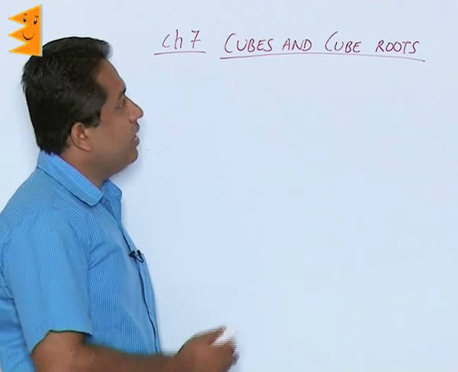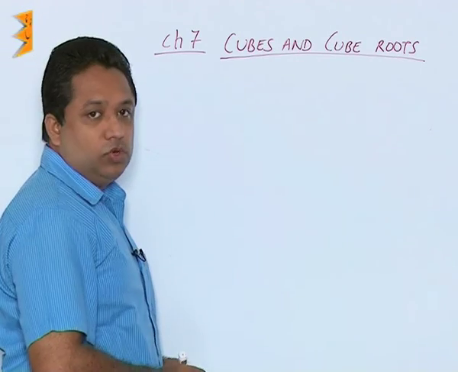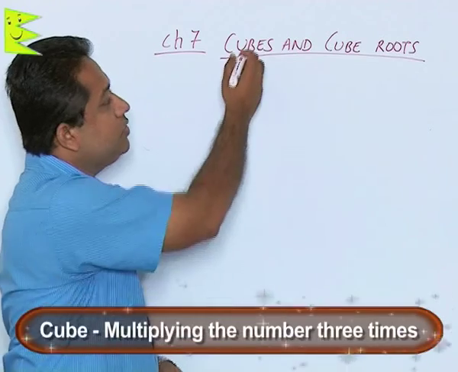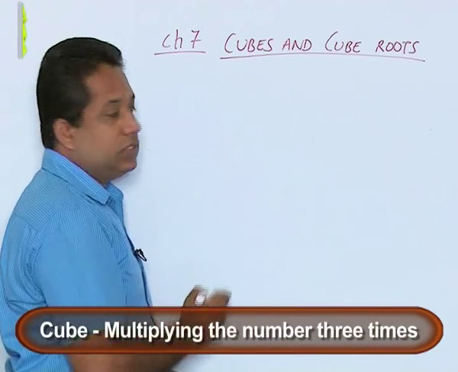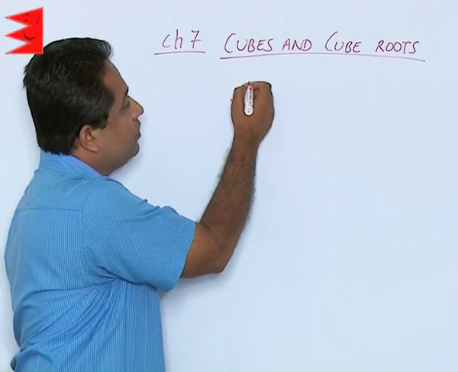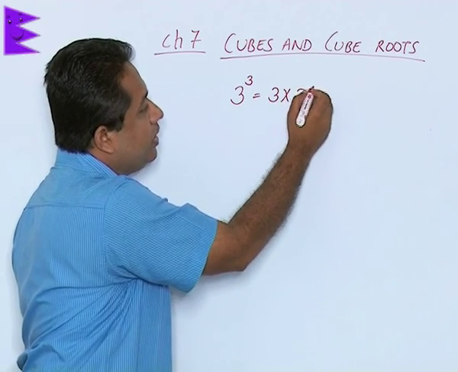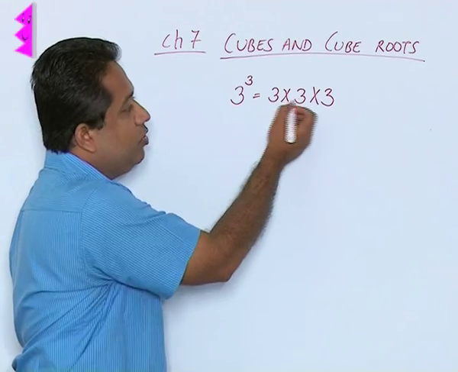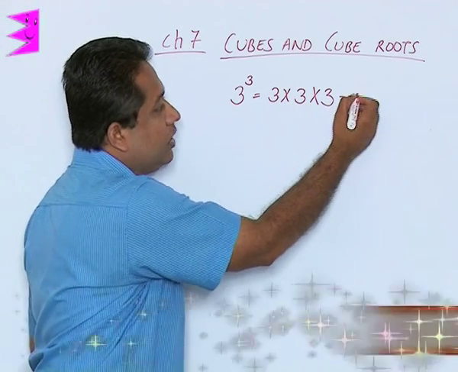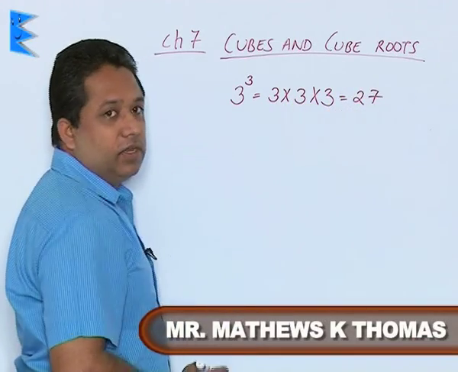The next chapter we have cubes and cube roots. Now, cubes means multiplying the number 3 times. So, if we are asked what is 3 cube, it indicates 3 multiplied by 3 multiplied by 3. So, 3 into 3 is 9, 9 into 3 we get 27.